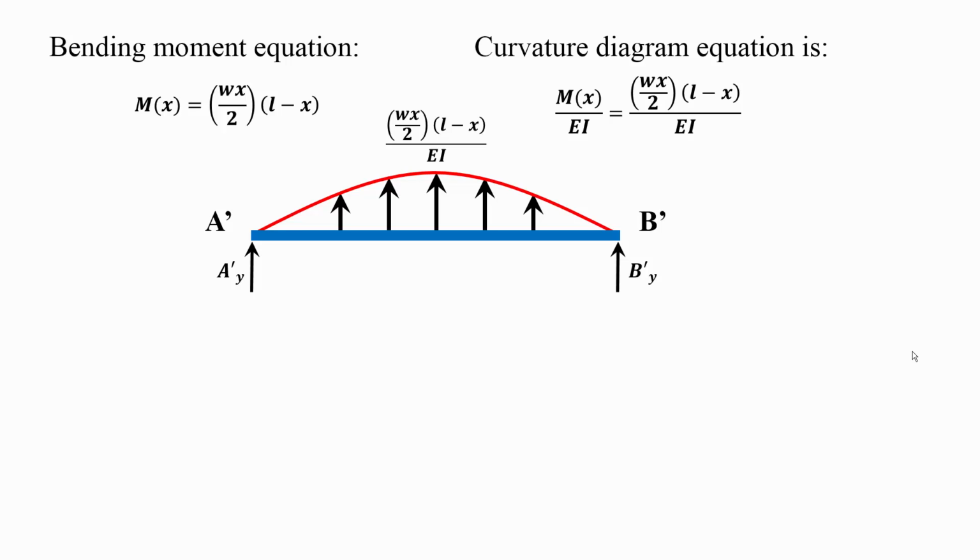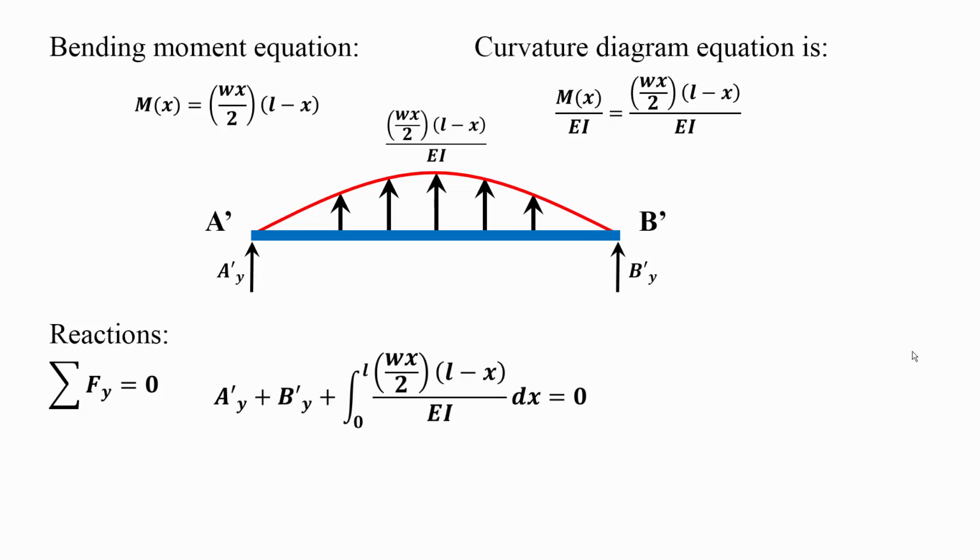Now find the reactions. We need the reactions because remember we're gonna take a cut in the middle and we need to use statics, so we need the reactions here. So for the reactions, take the summation of the forces in the y: A prime y plus B prime y plus, now this integral from 0 to L is basically the area under this curve, or the concentrated force pointing upward resulting from the parabolic shape. And if you do the integration, you'll get WL cubed over 12.